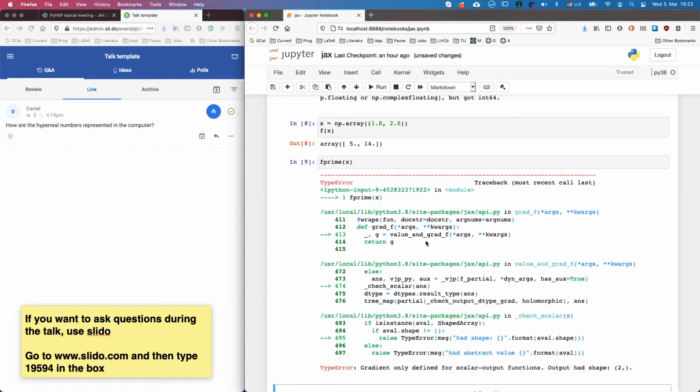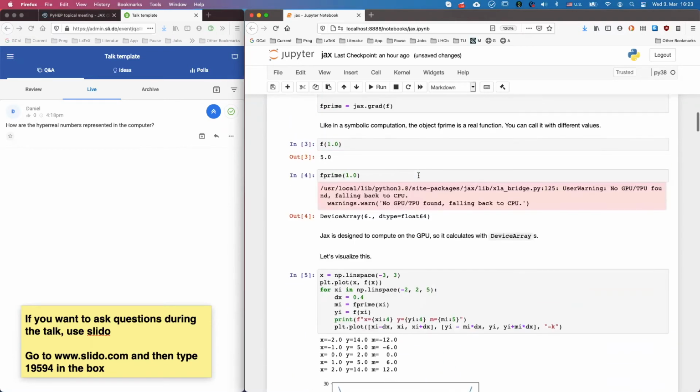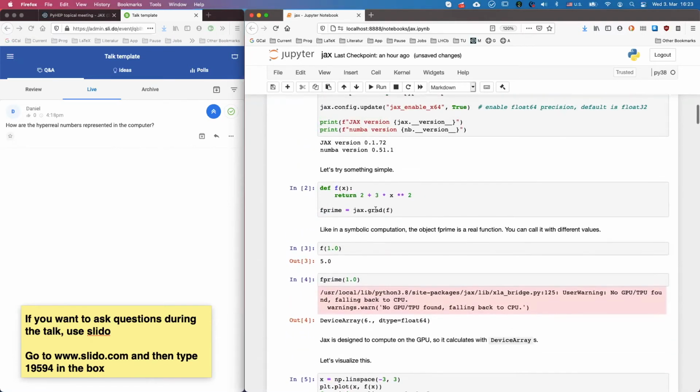I mean, I said before that JAX can compute derivatives fine, also from vector valued functions. It's a little bit of a mean question. The answer is up here in this line.